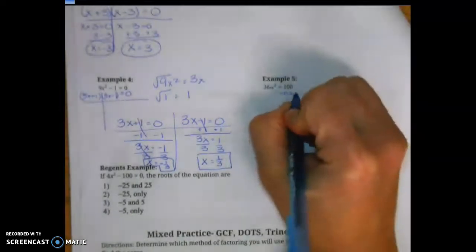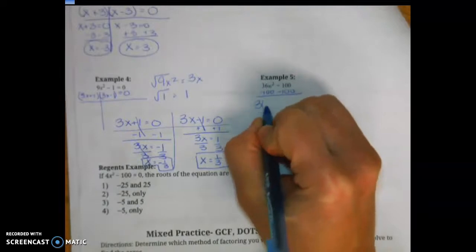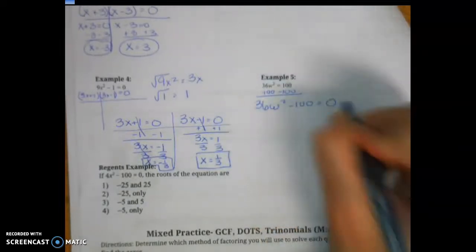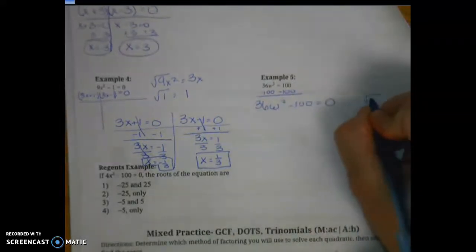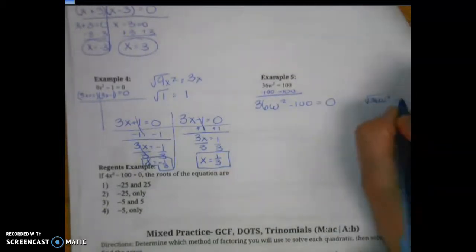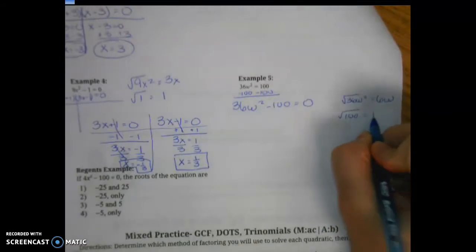Okay, so for number 5, it's not set equal to 0. I'm going to subtract 100 from both sides to get it set equal to 0. So I'll have 36w squared minus 100 equals 0. And now I have the difference of two squares. So I'm going to take the square root of both terms. So 36w squared, when I take the square root, is 6w. And then the square root of 100 is 10.